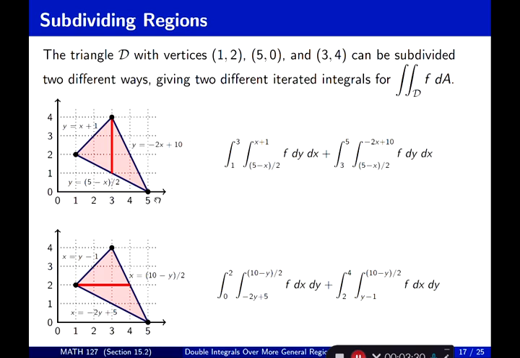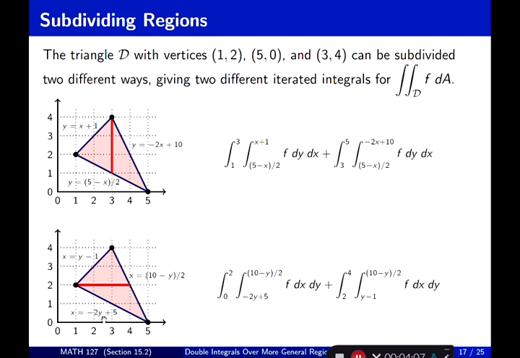Now, if you switch to the division that we did to make them horizontally simple, two pieces of horizontally simple regions, now x is between y minus 1 and 10 minus y divided by 2. How did I find this? By solving for x in here, I get x equals y minus 1. And how did I get that one? By solving for x, I get x equals 10 minus y divided by 2.